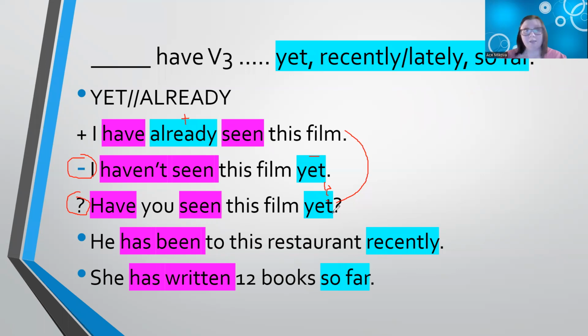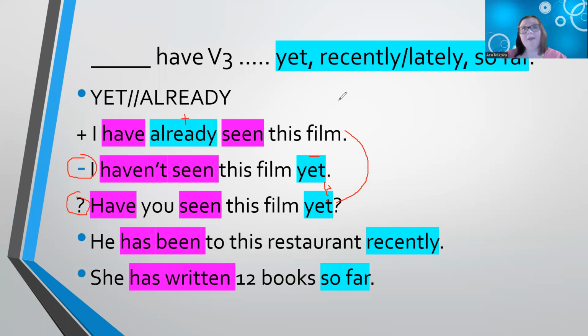Ты уже сделал домашнюю работу? Have you done your homework yet? Ты уже видел этот фильм? We have this sentence. Okay. Ты уже читал эту книгу? Have you read this book yet? Yet in negative and in questions.